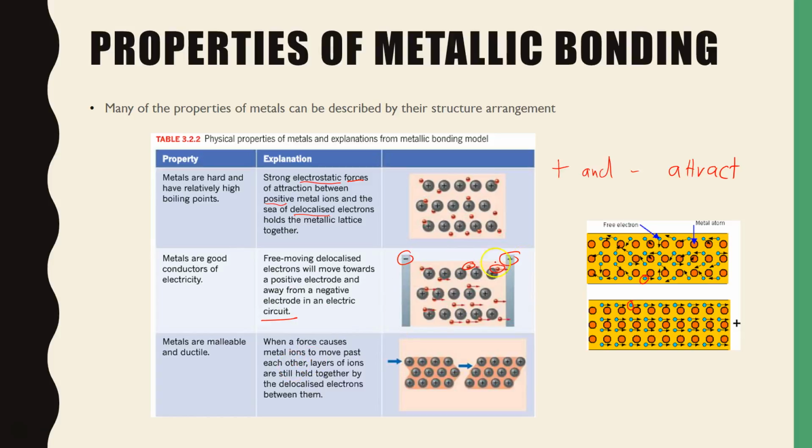If you look at a battery, you've got a negative and a positive end. All it is, is electrons moving from the negative end to the positive end. That's how you conduct electricity. Since metals already have that, a lot of metals do conduct electricity quite well.